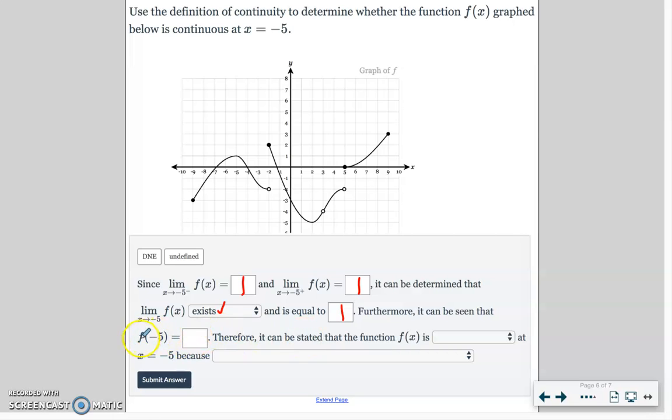Furthermore, it can be seen that f of -5 equals, and that would just be what's the ordered pair at -5, which is also 1. Therefore, it can be stated that the function is continuous. That would be the option you would choose at -5, and then there would be a reason here that you would state.